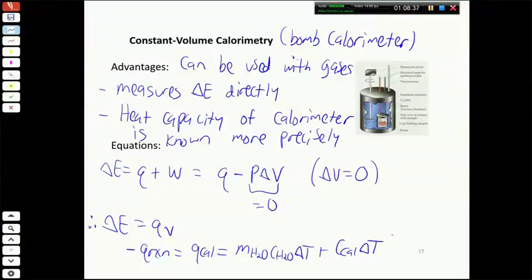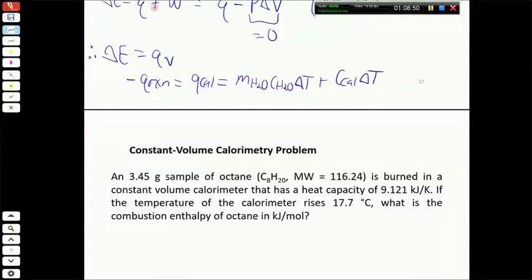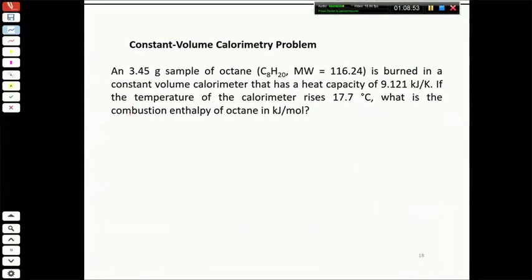There's just some slight differences, as I said, in the design of the devices and the ways that we use them. So especially for combustion reactions, this one's important and very useful for us. The one example that we have for a constant volume calorimeter is going to be a combustion reaction. So let's say we take octane, which is one of the major components in gasoline, and we have a 3.45 gram sample of it, and we burn it in a constant volume calorimeter that has a heat capacity of 9.121. And then if the temperature of the calorimeter rises 17.7 degrees Celsius, what is the combustion enthalpy of octane in kilojoules per mole?